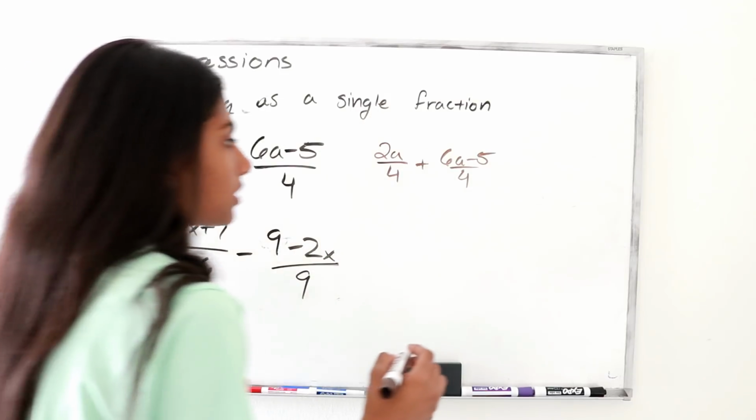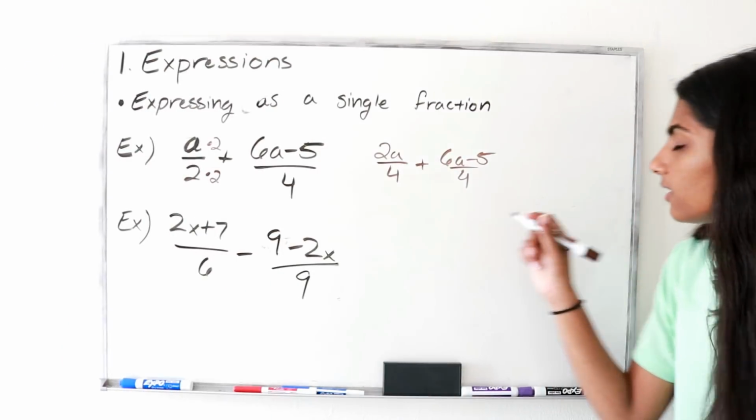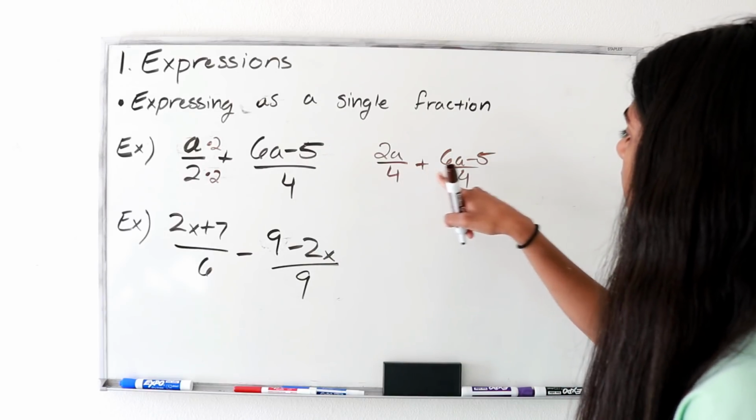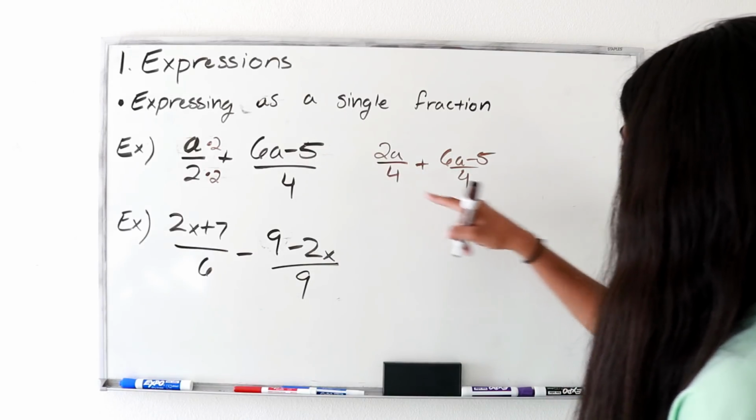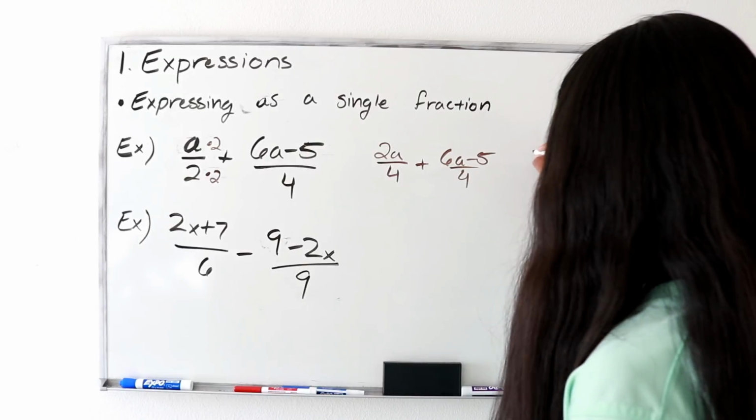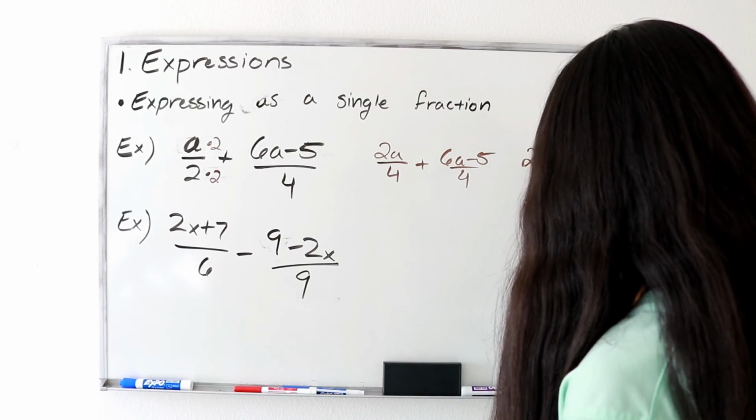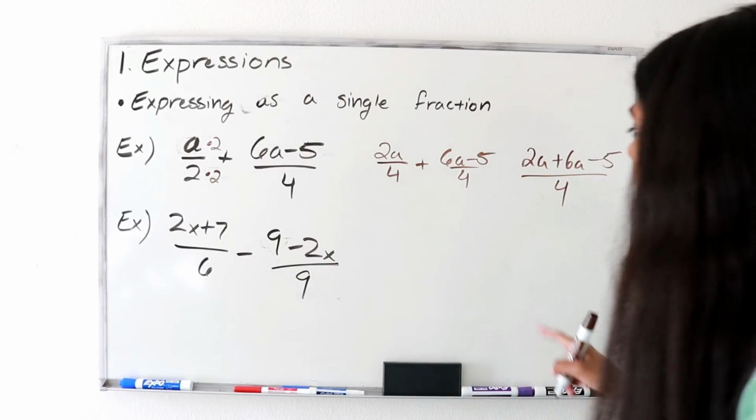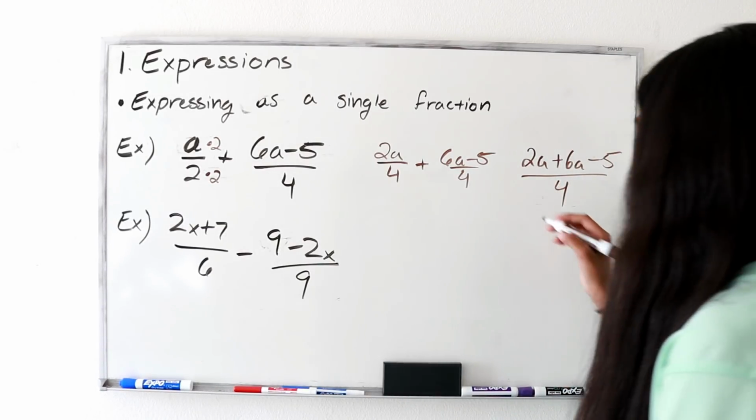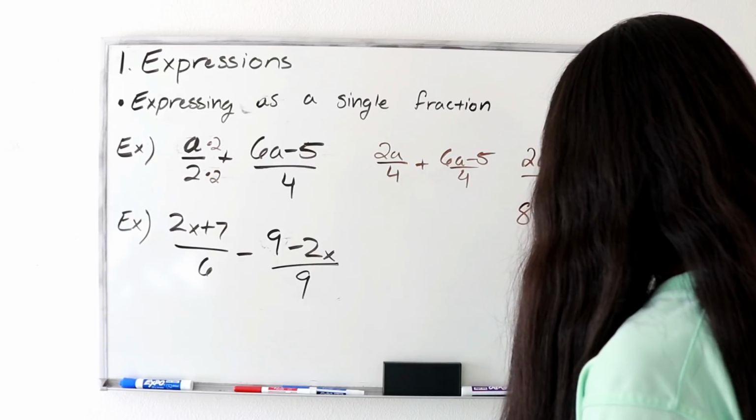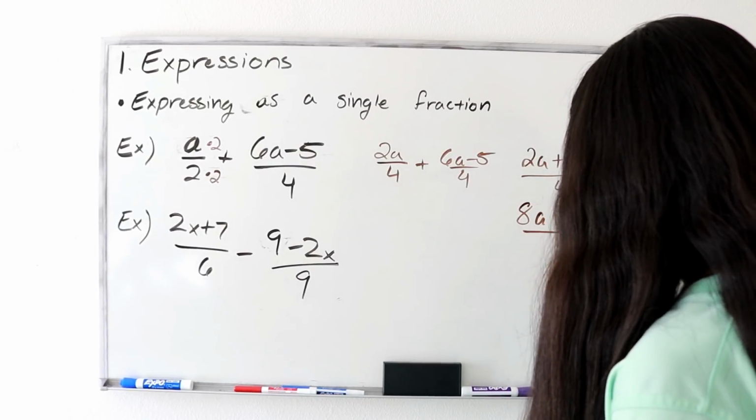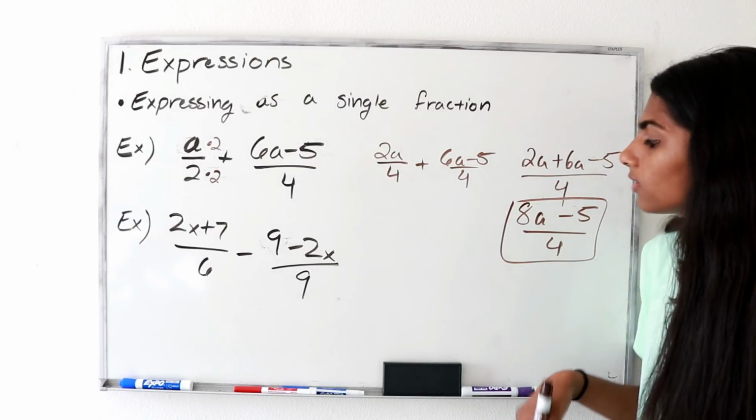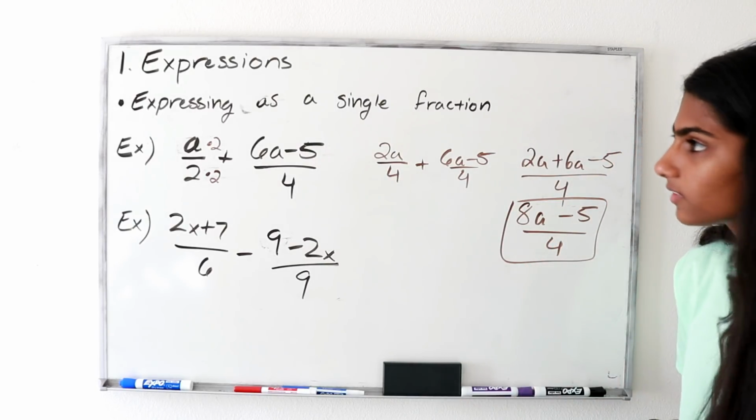And now we can add this and express it in a simplified form. So (2a plus 6a minus 5) over 4. And now we just add like terms. So we get (8a minus 5) over 4. And we are good. So this is our simplified answer.